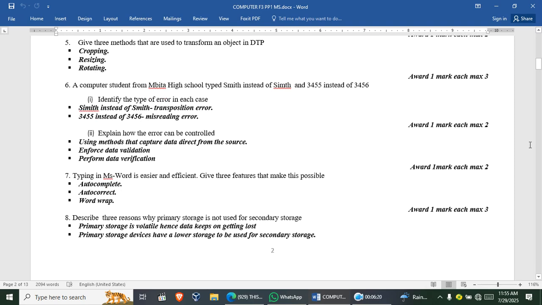Typing in Microsoft Word is easier and efficient. Give 3 features that make this possible. Automatically we have autocomplete and autocorrect. Now autocomplete is whereby when you write something like "to who", the computer completes for you "to whom it may concern". When you write "yours", the computer completes "yours sincerely", "yours lovingly", "yours faithfully".